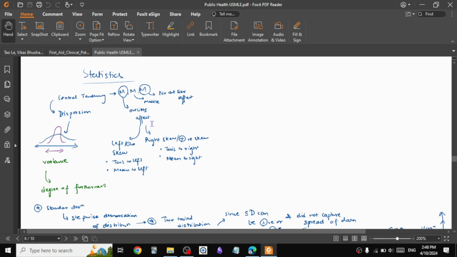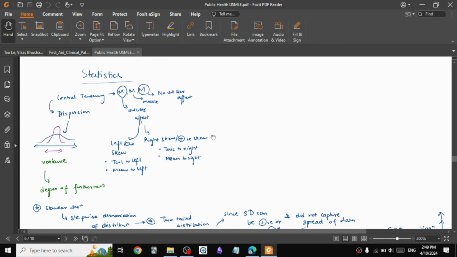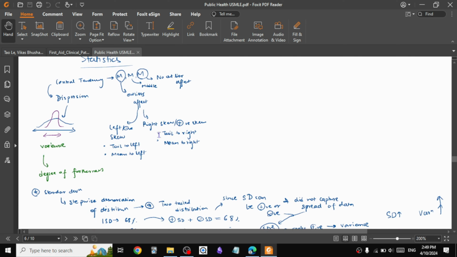Remember that. And the outlier's effect: if it's greater than the overall mean value, what do you get? You get right skew, or what else do they call it? A positive skew. What does that mean? The tail is to the right. So skew we're looking at is the tail, the tail end of the graph, and I'll show you this in a second. Meaning the mean is always to the right.